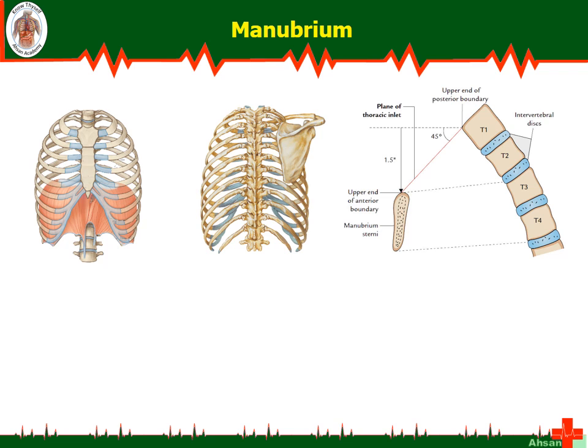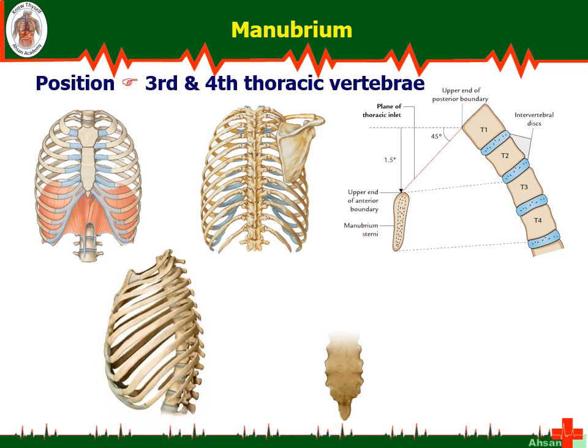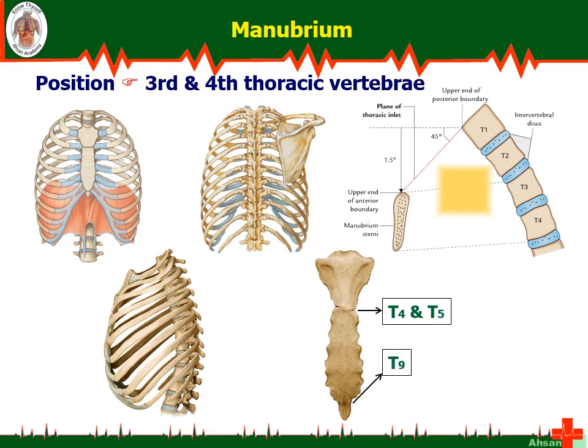This is the manubrium sterni on the right side. If we draw a horizontal line, the upper border cuts behind the intervertebral disc between the thoracic second and third vertebral bodies, and the lower limit lies at the intervertebral disc between the thoracic fourth and fifth bodies. So this manubrium sterni lies at the level of the third and fourth thoracic vertebrae. This is the mediastinum shown.